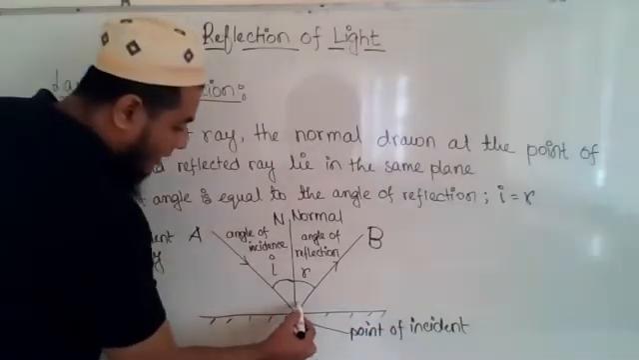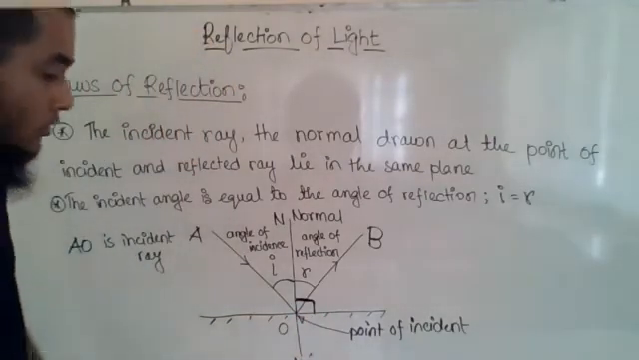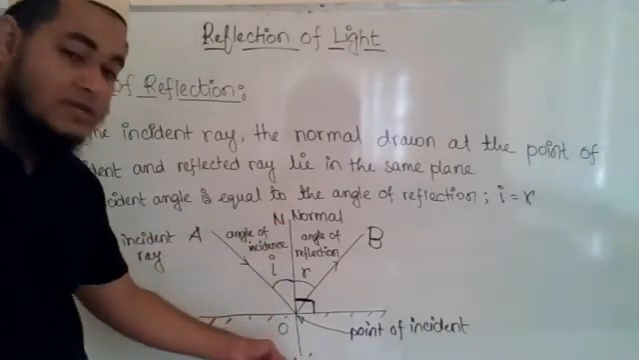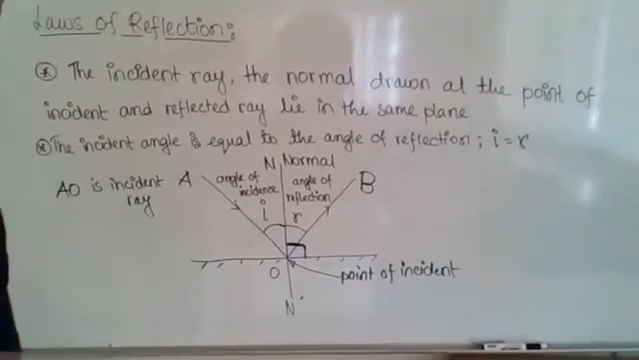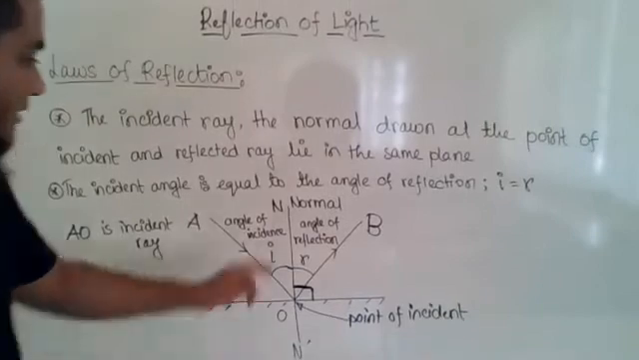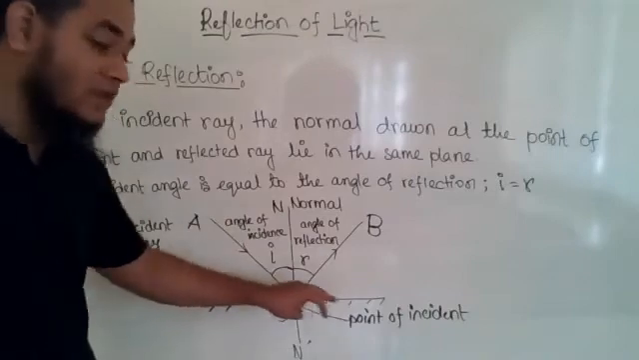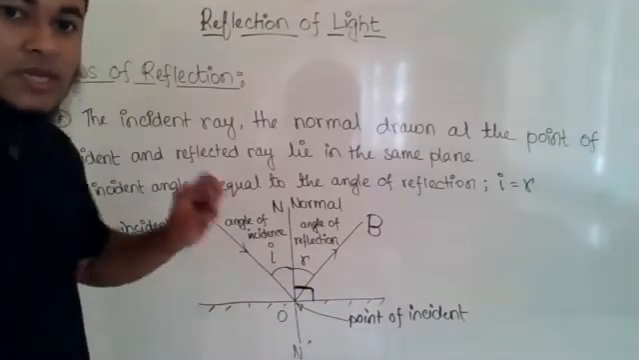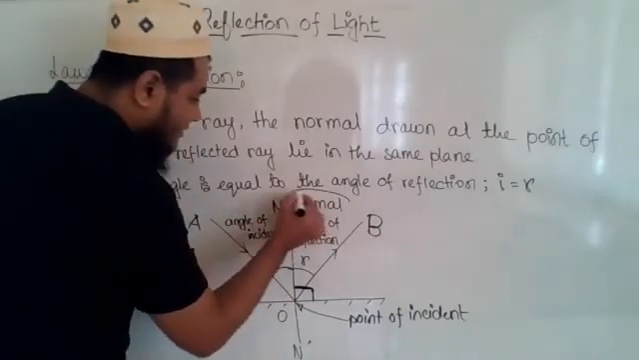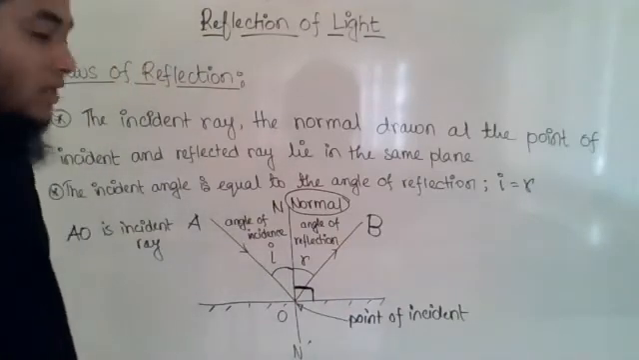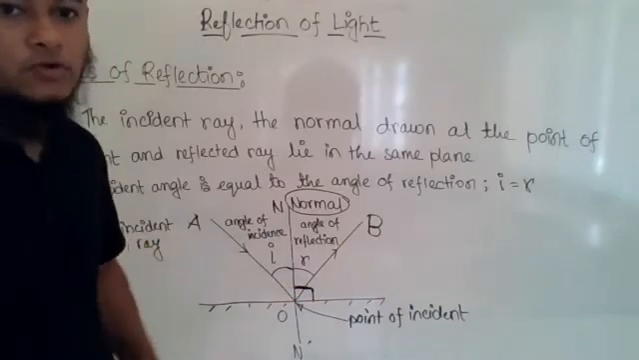Now, if you draw a perpendicular at this point, that is ON, and if I extend it downwards also, it will be N prime. I guess you cannot see it, but I have given the point N prime here. So this NON prime is the perpendicular at the point of incidence on the surface of separation. That line is called the normal. What is the normal? The perpendicular drawn on the surface of separation at the point of incidence.